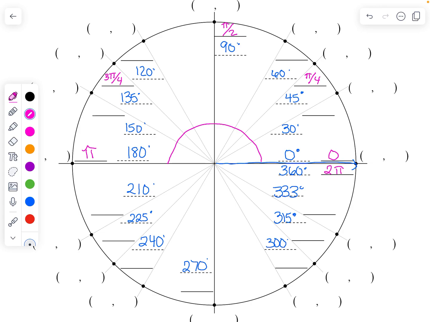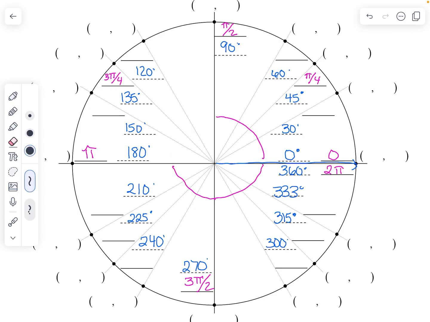Well, guess what? The bottom is also pi, right? We're just going to go another pi. So what we're going to do is we're going to say, okay, this is 1/2, this is 2/2. We go again. We're going to have 3 pi over 2, or 3/2 pi, and then we go again and we're going to have 4/2 pi, which is just going to be 2 pi.